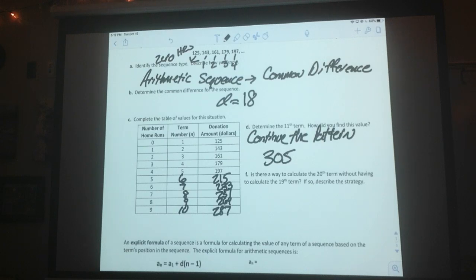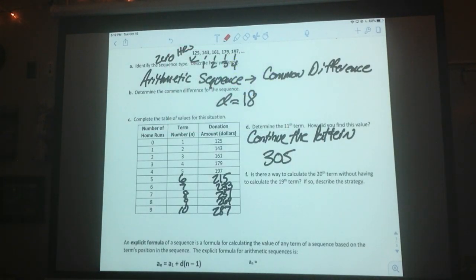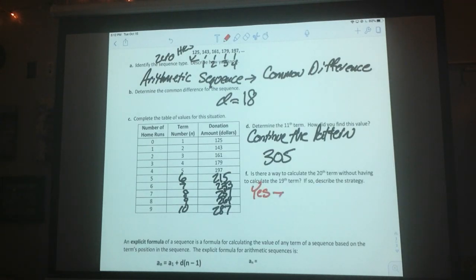Now, is there a way to calculate the 20th term without having to calculate the 19th term? If so, describe the strategy. Well, I'm going to tell you right now the answer is yes. There is a way. And we're going to build the formula. If you've already looked down, you can already see it. But we can do it.